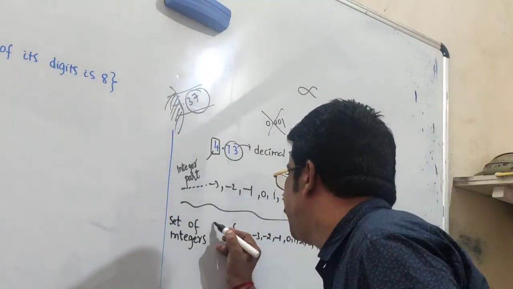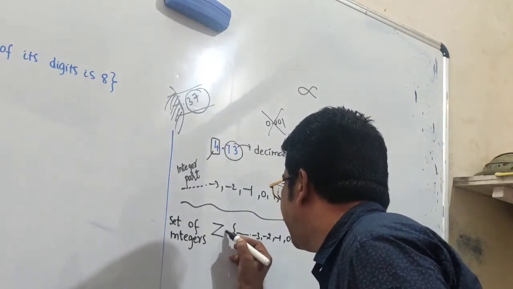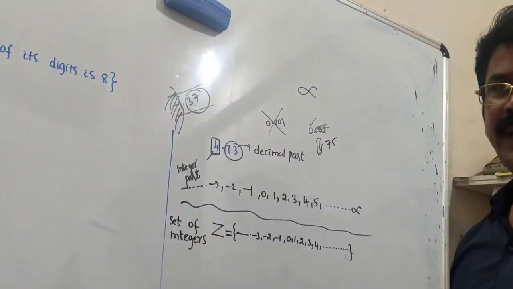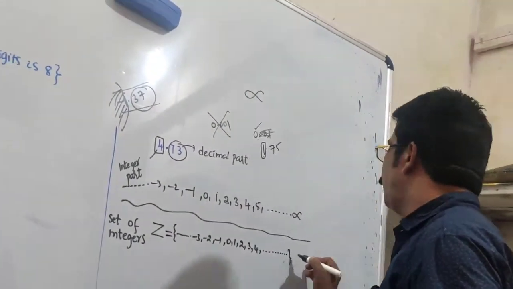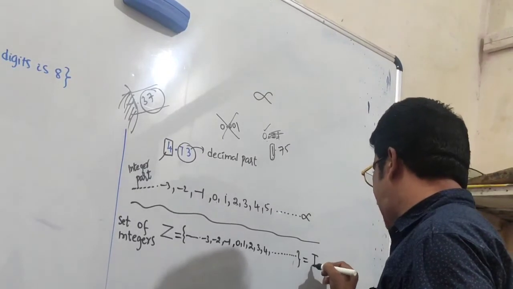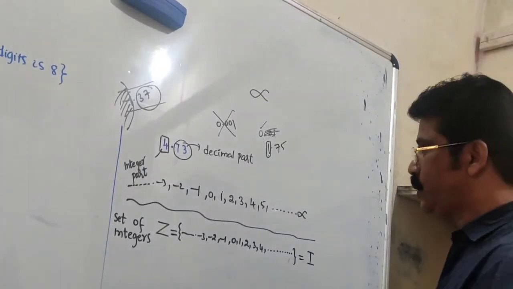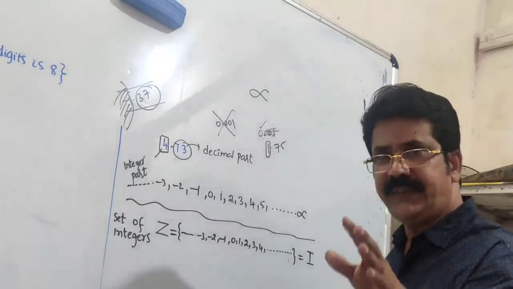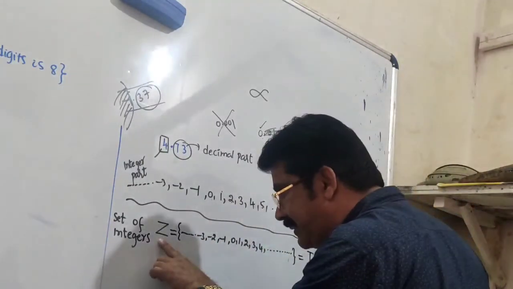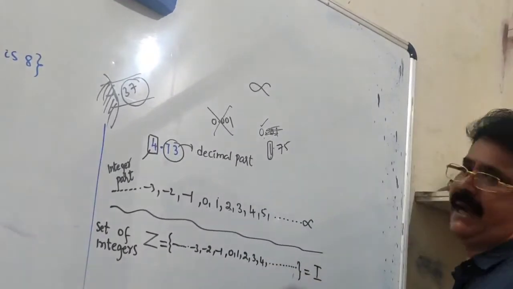It is simply denoted by Z. It is something basic in mathematics. It is also denoted by capital I. So therefore, this is the set of integers. The set of integers is denoted by capital Z or capital I.